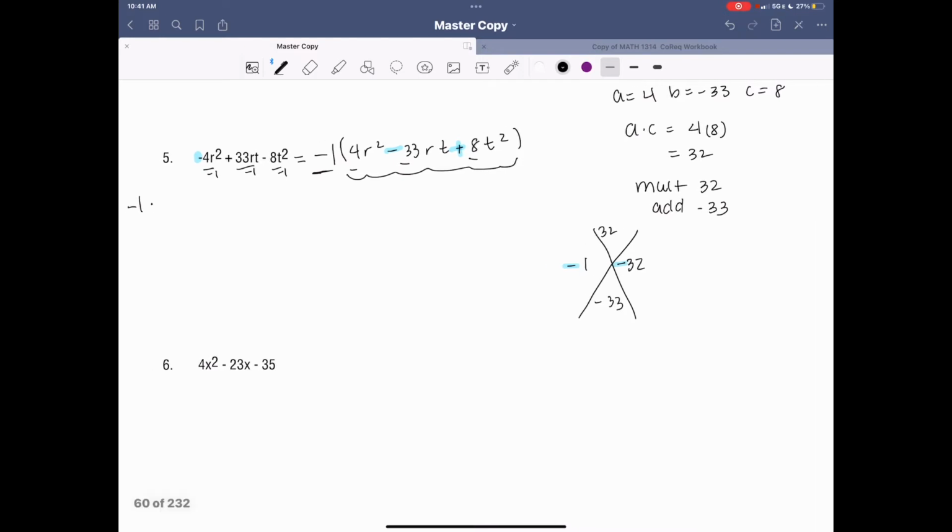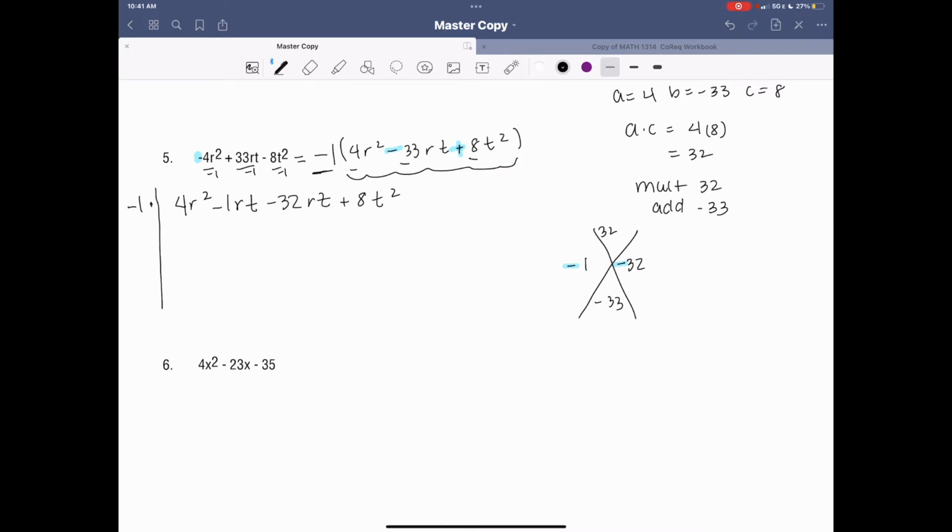So when we expand the center term, we're looking at 4r squared minus 1rt minus 32rt plus 8t squared. And I want to make sure everyone understands. So we're just going to keep this on the outside.